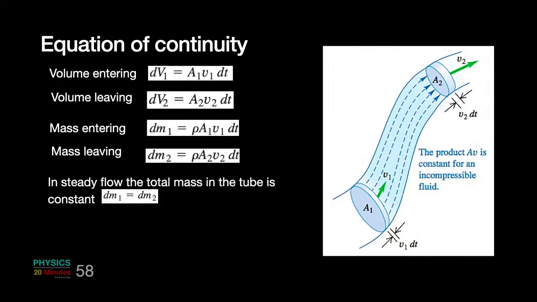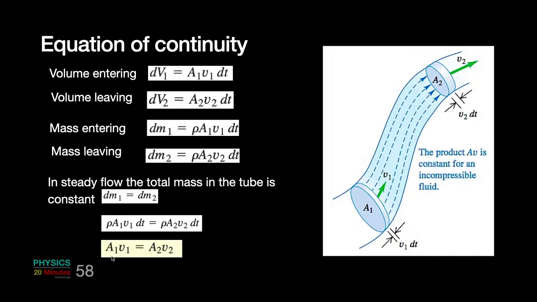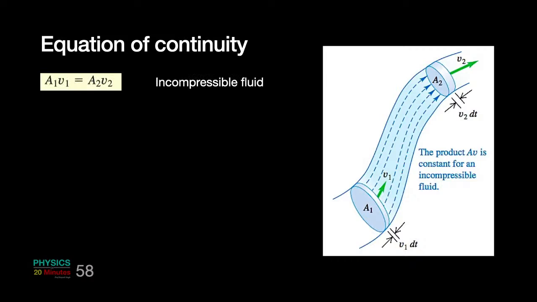Now if the fluid is incompressible, then the amount of mass entering the tube has to be equal to the amount of mass leaving the tube, and therefore I can equate the two. If the densities are equal, and I'll come to what will happen if the densities are unequal, then you get rho A1 V1 dt is equal to rho A2 V2 dt. Rho will cancel, dt will cancel, and that will give you A1 V1 is equal to A2 V2, which is our simplest form of the equation of continuity. So if it's an incompressible fluid, A1 V1 is equal to A2 V2.